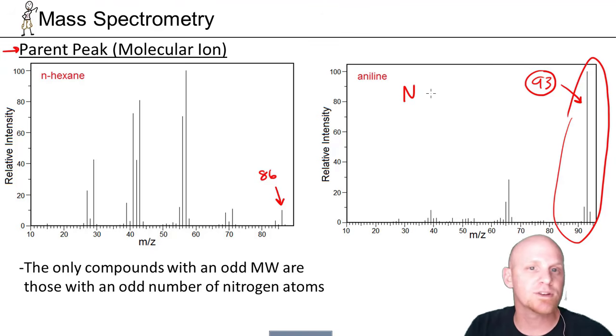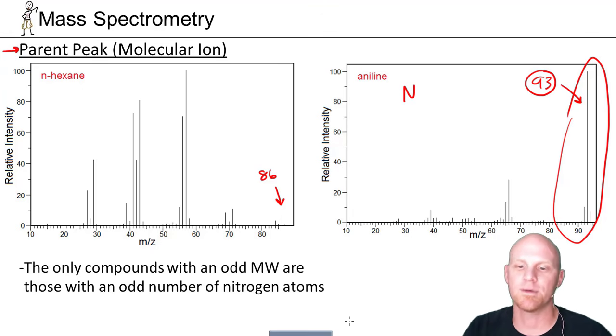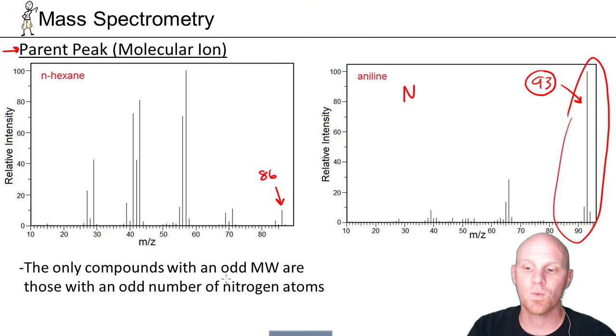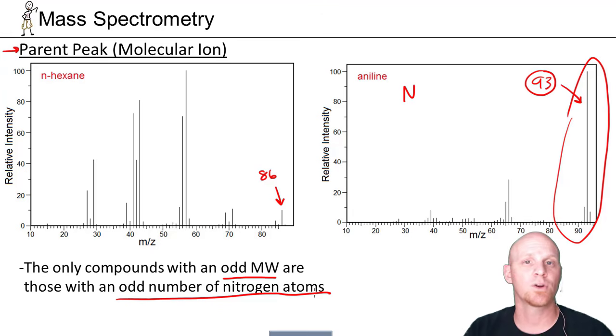Technically, if you have 2 nitrogens, you'll come back out with an even molecular weight, but with 3 nitrogens, you go back to being odd. Most of the time, you're either going to be dealing with 1 nitrogen or none. Every once in a blue moon, some professor will slip in 2 nitrogens and get back to an even molecular weight, but it's not common. The key here is that the only way you come out with an odd molecular weight is if you have an odd number of nitrogen atoms. It's just kind of a pure coincidence.